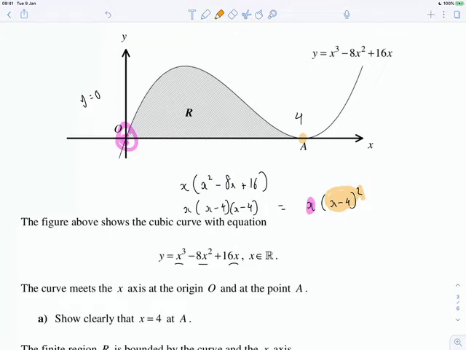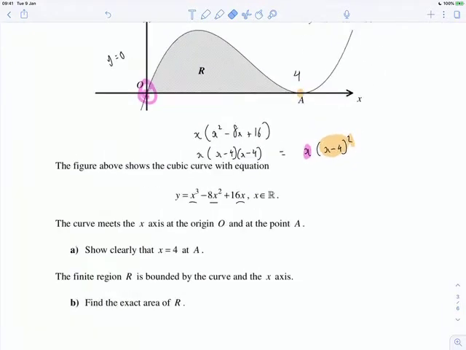And what does that mean? Well, it means that your curve is going to do this bouncing thing. It's just going to skim it. Okay, it's just going to touch it. So yeah, the coordinate of x at A is clearly 4.